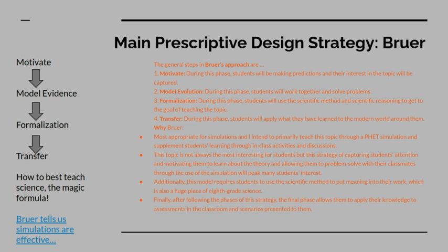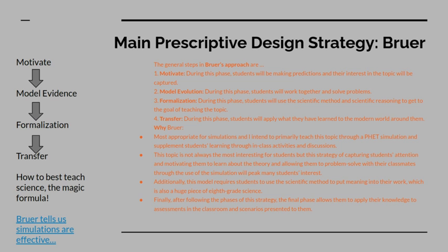Then we go into a formalization phase. This is where students can use the scientific method. We're already through the hypothesis. We're now starting to draw conclusions and get to the goal of teaching the topic. So here we're going to be trying to formalize the real definition of natural selection and how that applies to our lives.